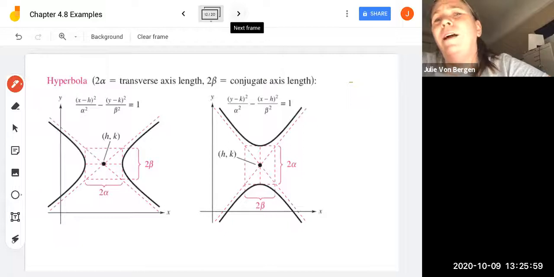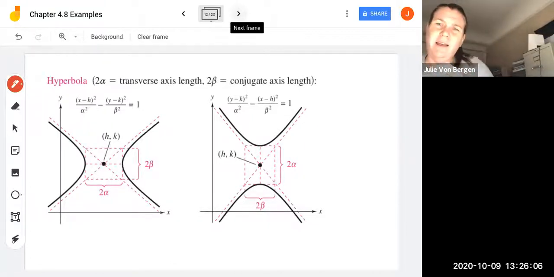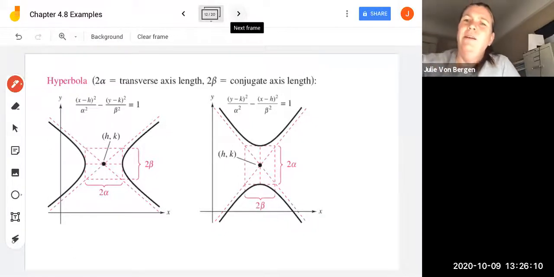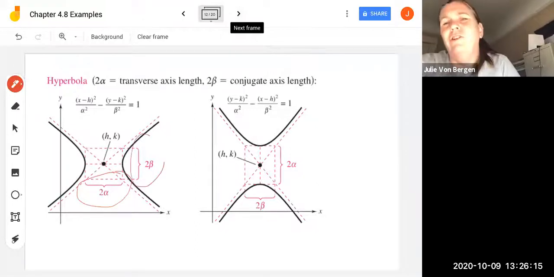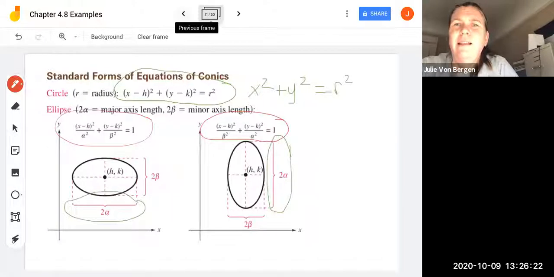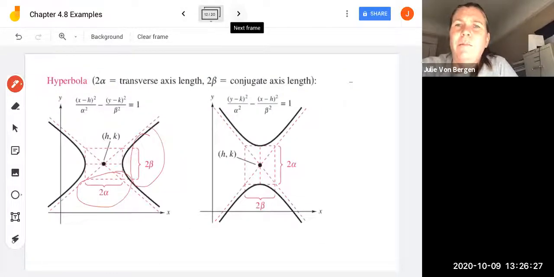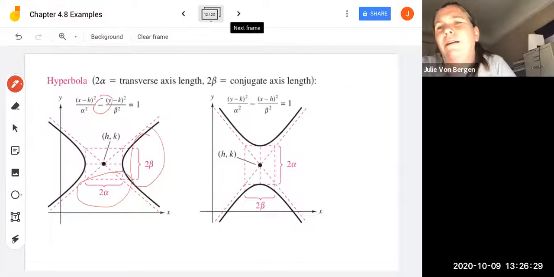In a hyperbola, we talk about 2 alpha being the transverse axis length and 2 beta being the conjugate axis length. In the first diagram, the transverse axis corresponds with the x direction, and the conjugate axis corresponds with the y direction, so we label those 2 alpha and 2 beta. The big difference between the hyperbola and the ellipse equations is that the ellipse had addition in the center, and the hyperbola has subtraction between the terms. The hyperbolas are also equal to 1.